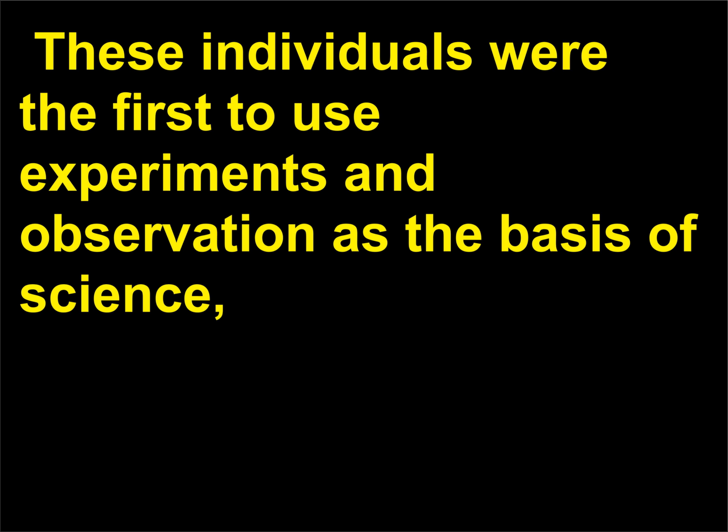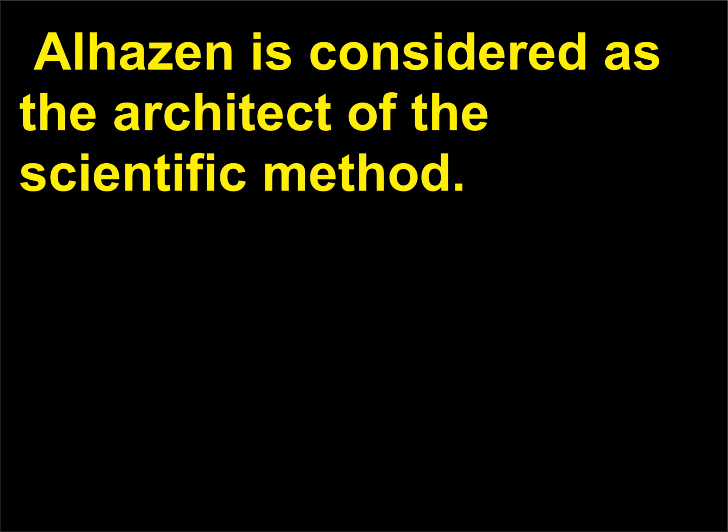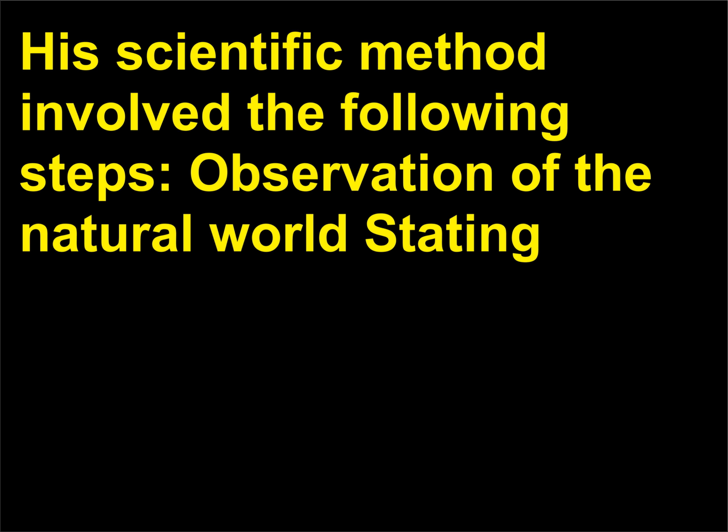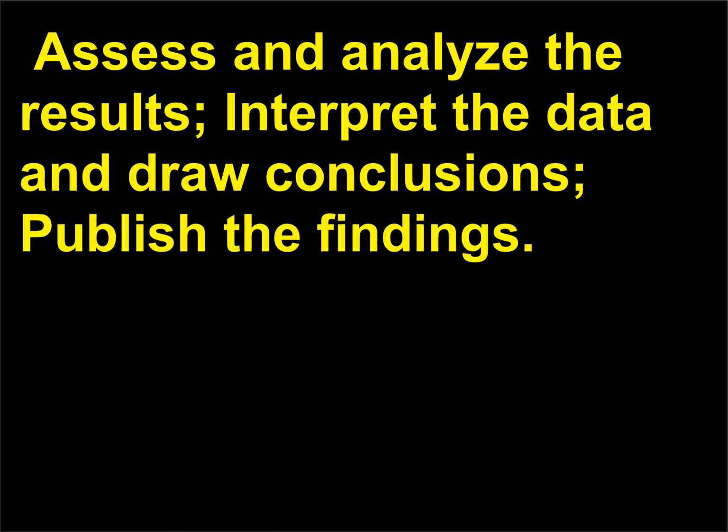These individuals were the first to use experiments and observation as the basis of science. And many historians regard science as starting during this period. Al-Hasan is considered the architect of the scientific method. His scientific method involved the following steps: observation of the natural world, stating a definite problem, formulating a hypothesis, testing the hypothesis through experimentation, assessing and analyzing the results, interpreting the data and drawing conclusions, and publishing the findings.